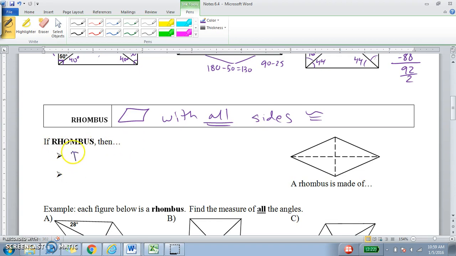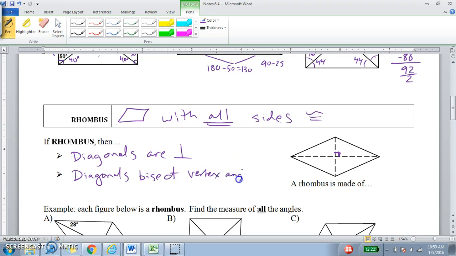If we have a rhombus, then we know that the diagonals are perpendicular to each other, always in a rhombus. So I can draw in a right angle mark right here. The dotted lines are the diagonals. Also, we know that the diagonals bisect. Since it's a parallelogram, we know the diagonals bisect each other, but also if it's a rhombus, we know the diagonals bisect the vertex angles, which means these angles at the top. So that means that this angle right here is being cut in half, so each of these pieces are equal. And then these angles over here, each of these pieces are equal.